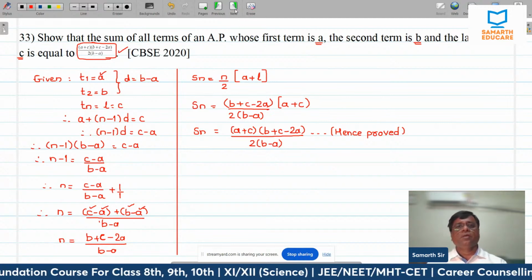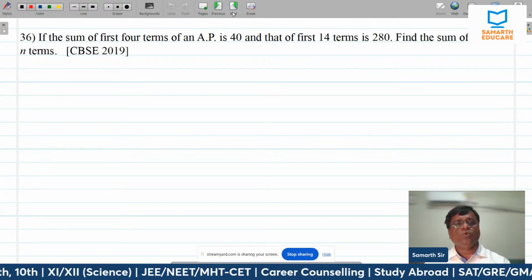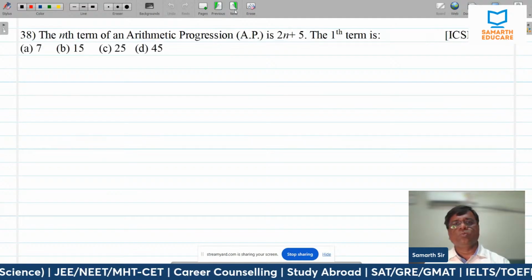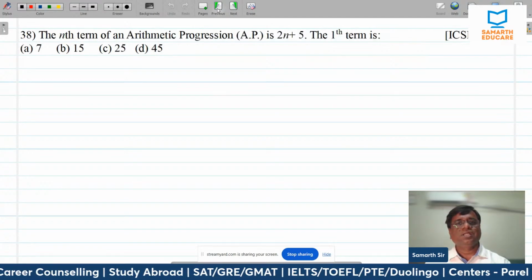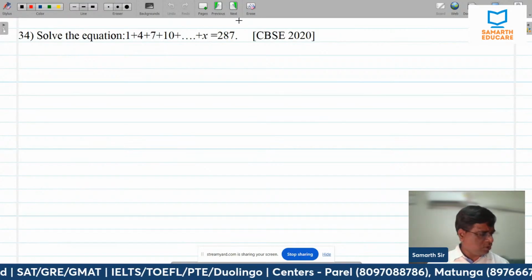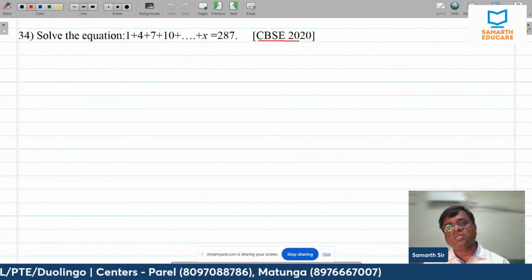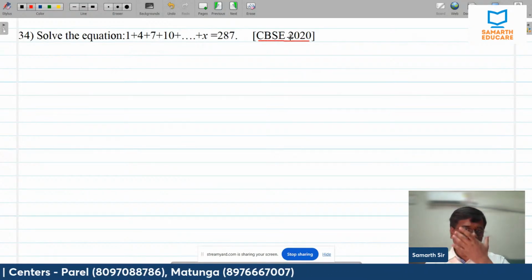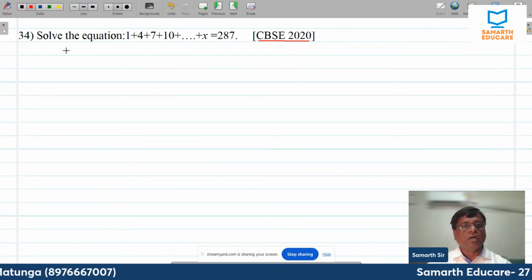All right. Let's come to the next question. There are, I think, 2 or 3 more questions. So we are on the 34th. This is again a very interesting question. Although they have asked it in CBSE, if you go to the textbook, this question is also there in the ICSE textbook. So we have to solve this.